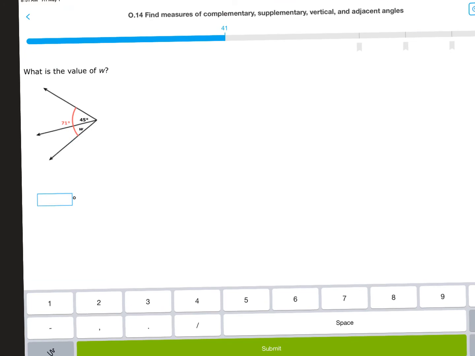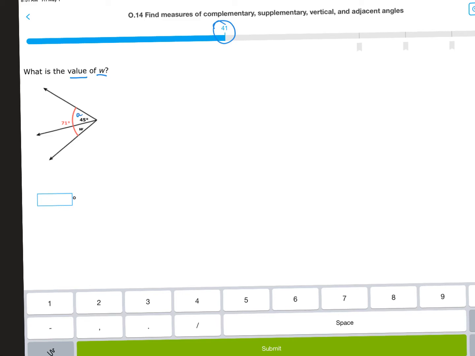All right, guys, so here we're at Smart Score 41. So around here, you're going to be getting problems that look like this. So here they give you an angle, right? The question is, what is the value of W? So basically, you're solving for W, meaning that you can set up an equation. You have this angle plus W, and look what they show you. They show you that they equal 71 degrees.